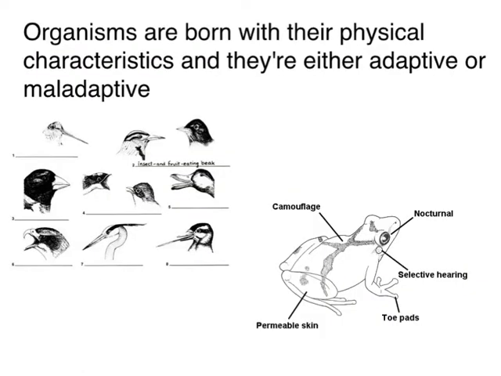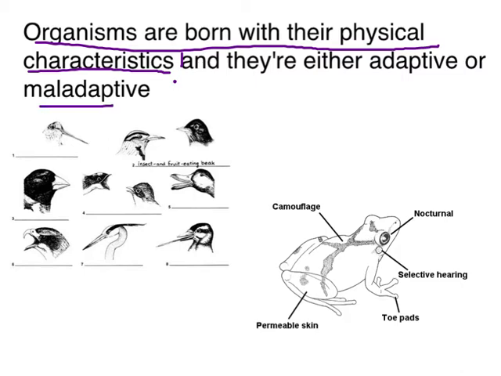Alright, as we get into natural selection, something that you have to bear in mind is that organisms are born or hatch with their physical characteristics. Okay, nobody evolves them during their lifetime. You're either born with something that helps you adapt, or you're born with something that's what we call maladaptive. So adaptive means it's a good characteristic, it helps you survive. Maladaptive means it's not a good characteristic, it's going to actually work against your survival in an environment.